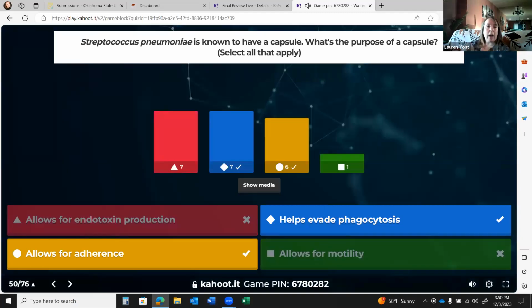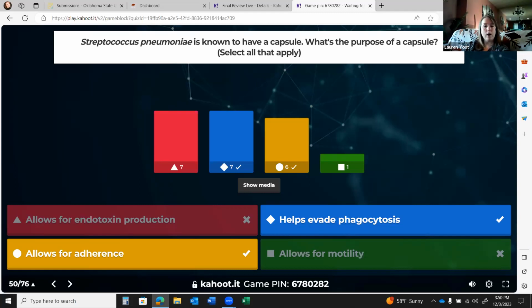Okay, so capsules themselves are involved in helping to evade phagocytosis and for allowing for adherence. They're not going to necessarily be associated with endotoxin production. The reason that we can cut that out is because endotoxin is associated with gram-negative bacteria. In general, just gram-negative bacteria have endotoxin. Gram-positives never do. And we know that strep pneumonia is a gram-positive. We just said it in like the last 3 slides. So we know that if it has a capsule, it can't be that, right? So we can cut that one out.